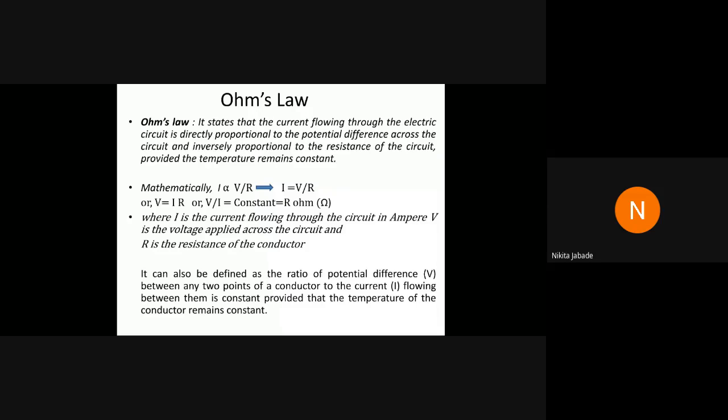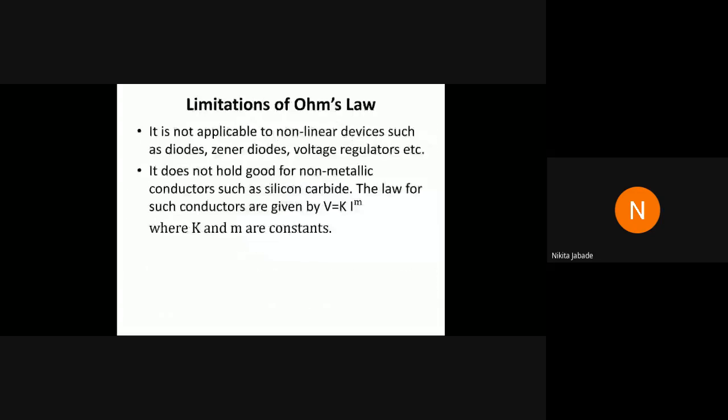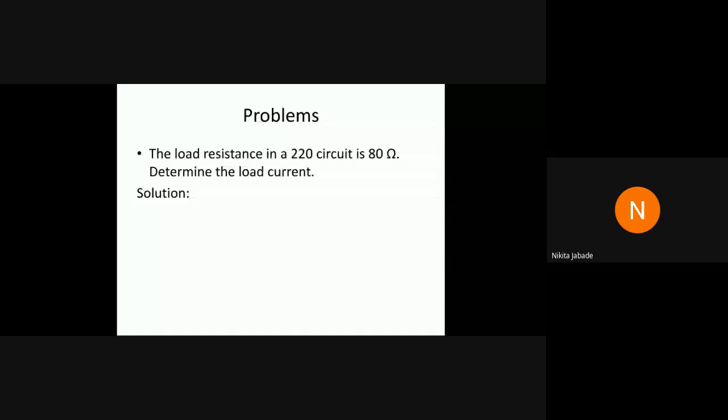I hope everyone has written it down. So I'll just move on to the problem statement. Just try to give the values once you are over. It says that the load resistance in a 220 volt circuit is 80 ohm. So determine the load current.